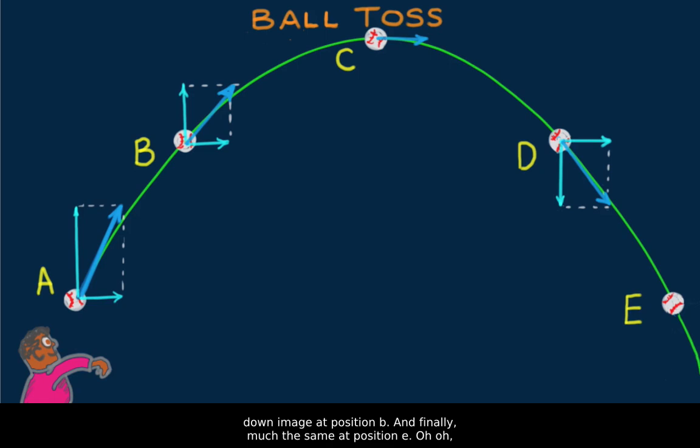And finally, much the same at position E. We're off the page here, but you get the idea. What we have is an upside-down version of A. The shape of the ball's path is a parabola.